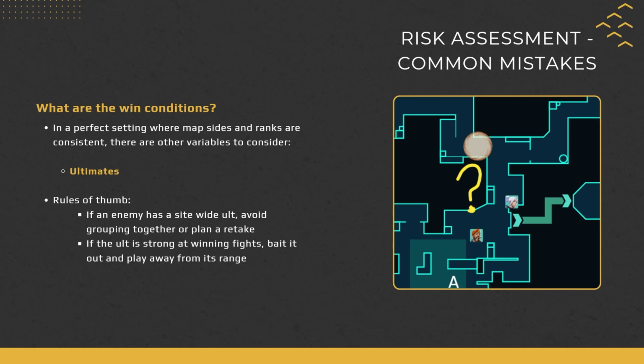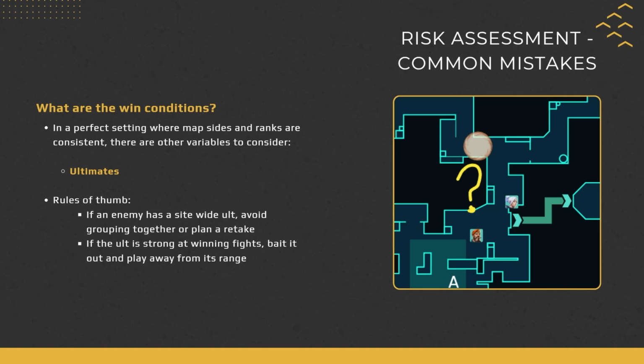What you can do is just think about, for example, what the economy is, what they have in terms of ultimates, who's alive, what they like to do in previous rounds, right? Ultimates are a good way of identifying what you could try to do to make sure that you're not losing players early or losing a fight for free.